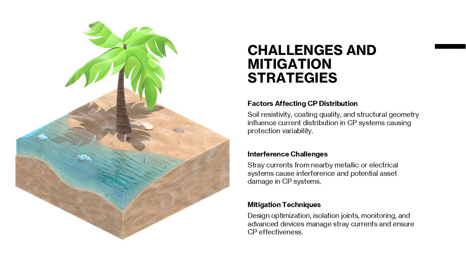Mitigation strategies involve careful design, isolation joints, and periodic monitoring to detect and correct anomalies. Engineers use modeling tools and field measurements to optimize anode placement and current output. Addressing interference is critical for regulatory compliance and preventing costly failures. Advanced techniques like decoupling devices and grounding systems are employed to manage stray currents effectively. Understanding these challenges ensures CP systems deliver consistent protection without unintended consequences.